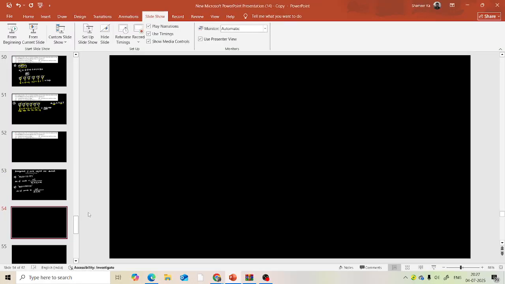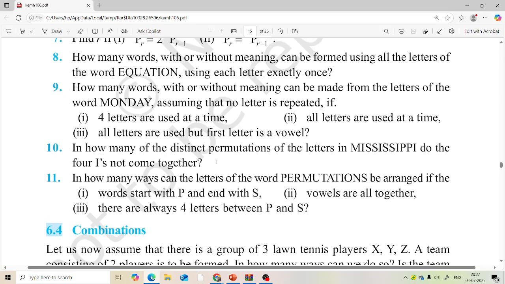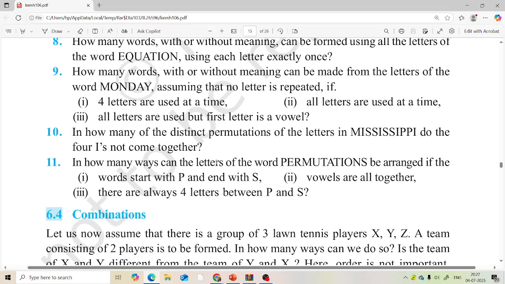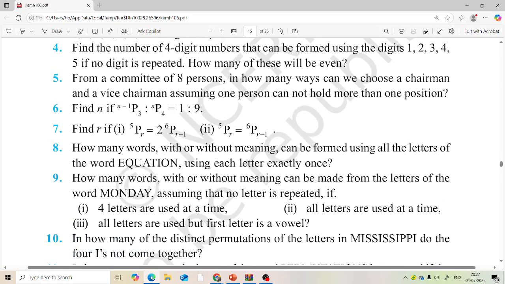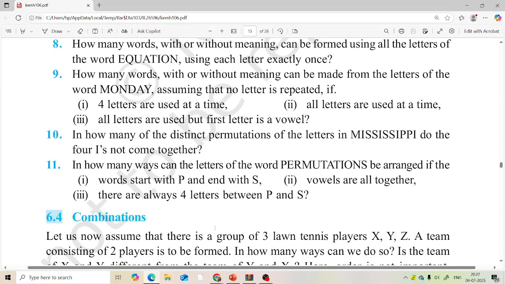The next, the last one, is a tough question. Eleventh one.